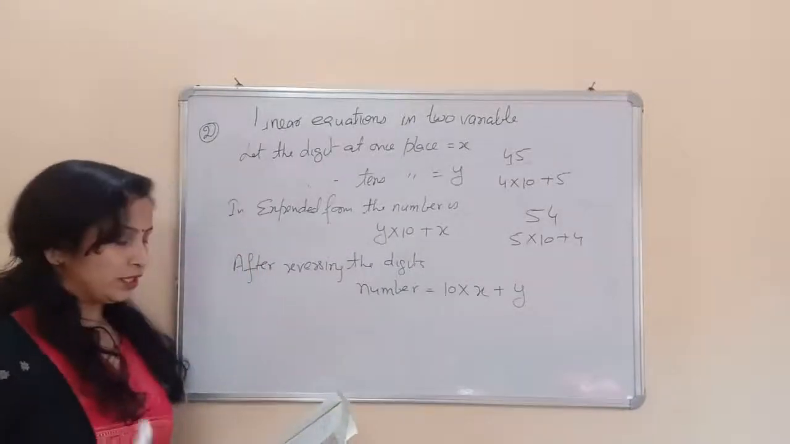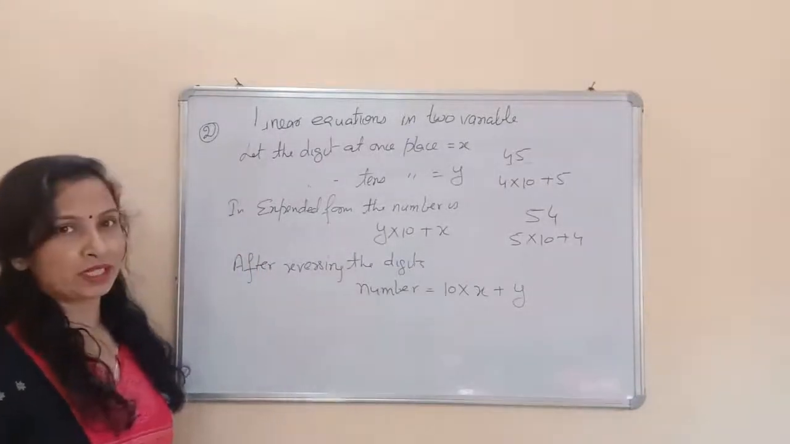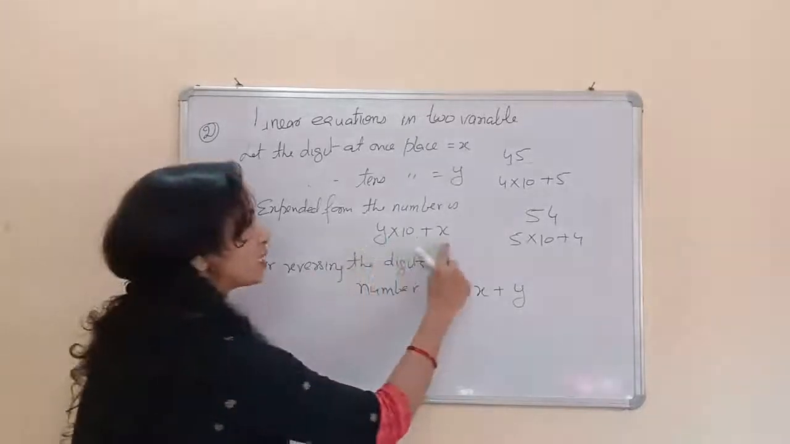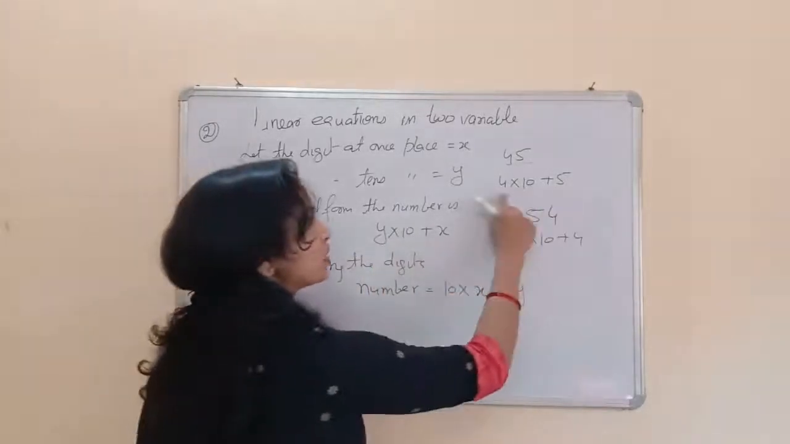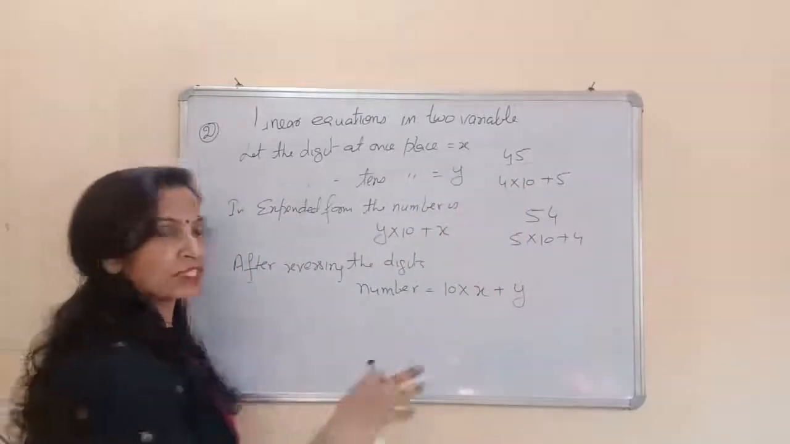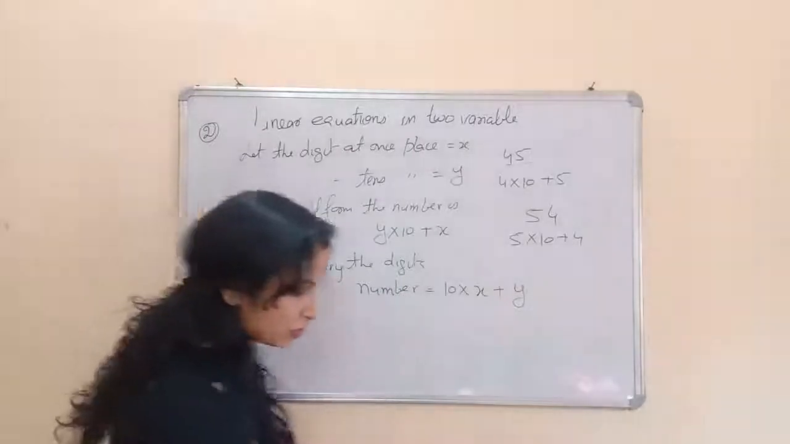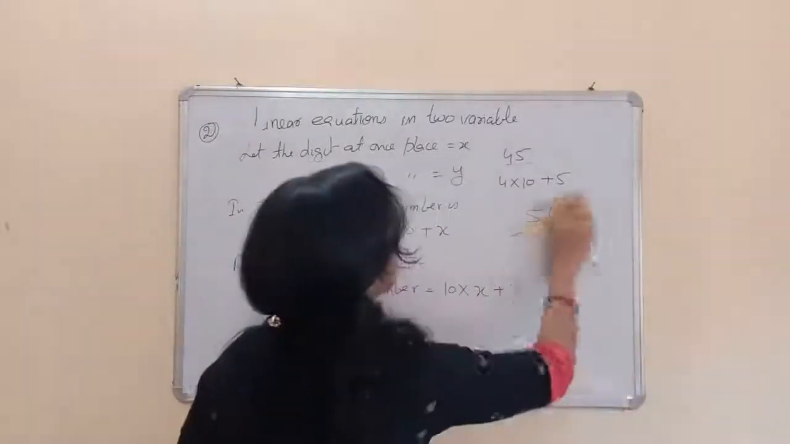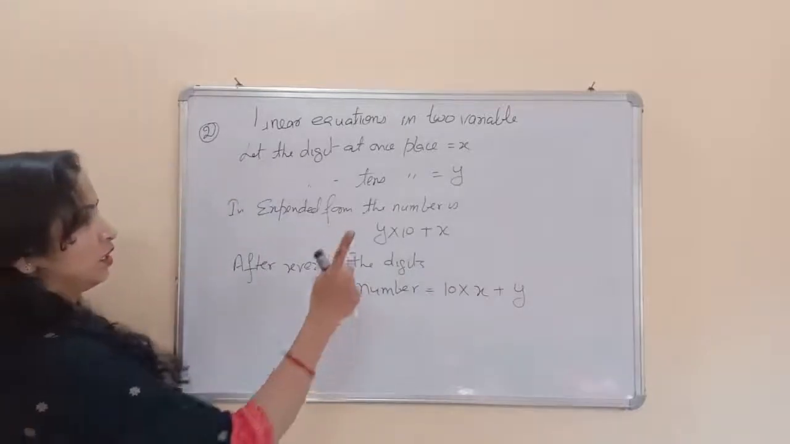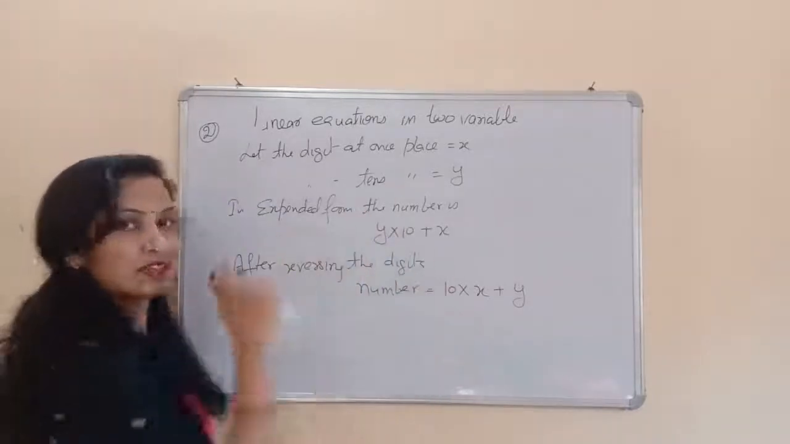Question is, the sum of the digit of two-digit number is 9. Okay, one more thing. You should know that this is not the sum of the digit. This is the number. And what will you say about the sum of the digit? Sum of the digit means 4 plus 5. This is the sum of the digit. So, this is a number. This is the reverse number.